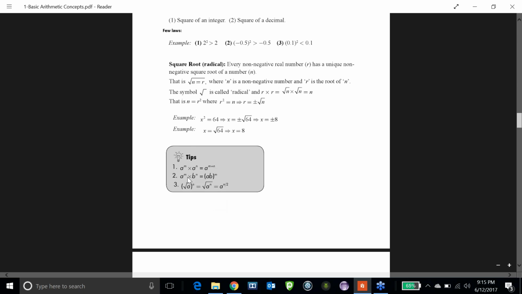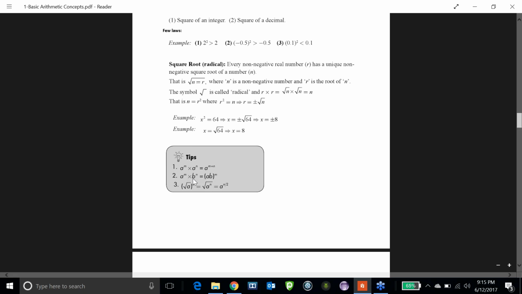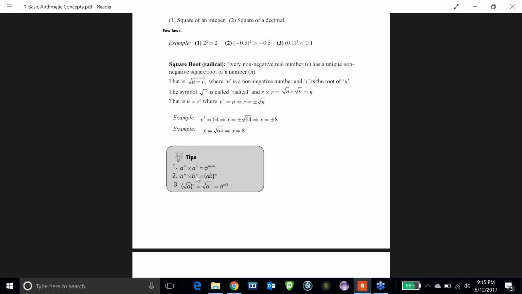And here in the second tip, there is a small mistake. It is a to the power of m into b to the power of m. It is not n, it is b to the power of m. I repeat, a to the power of m into b to the power of m is equal to ab the whole to the power of m. Let us take an example. Let's substitute a is equal to 2, b is equal to 3, and m is equal to some 4.